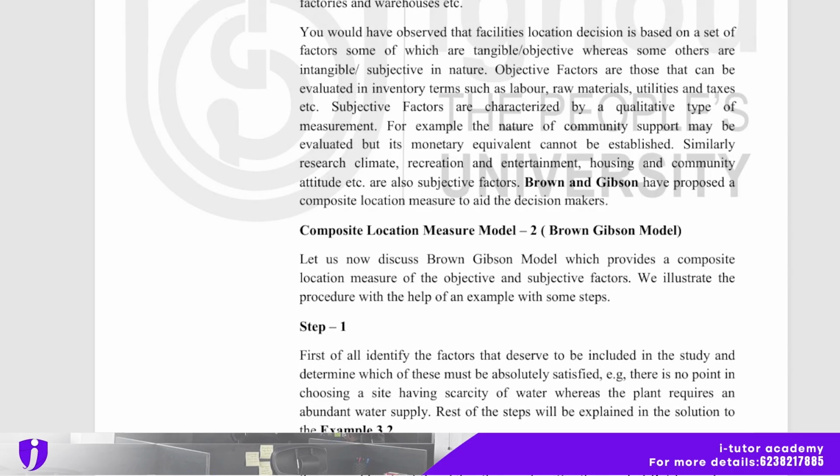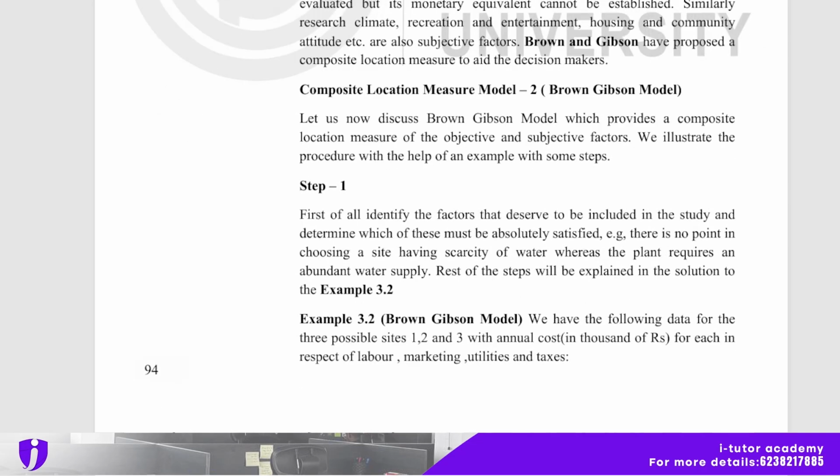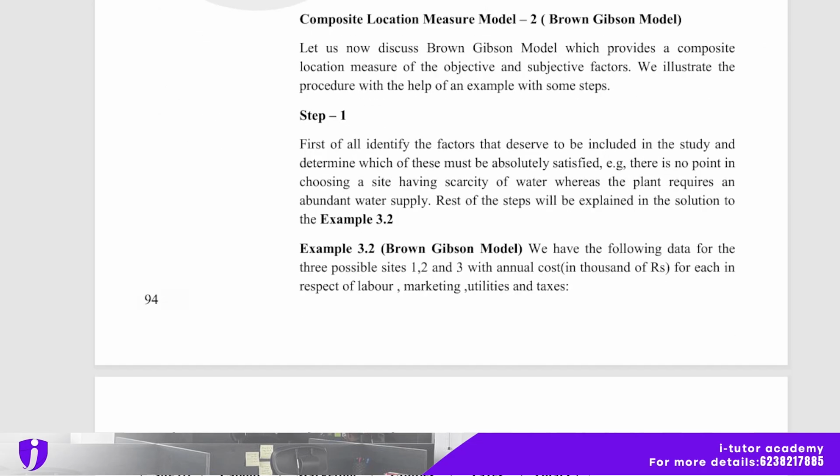You would have observed that facilities location decision is based on a set of factors, some of which are tangible or objective, whereas some others are intangible or subjective in nature. Objective factors are those that can be evaluated in monetary terms, such as labor, raw material, utilities, and taxes, etc., and subjective factors are characterized by a qualitative type of measurement. Example is also there. And composite location measure model 2, that is the Brown Gibson model.